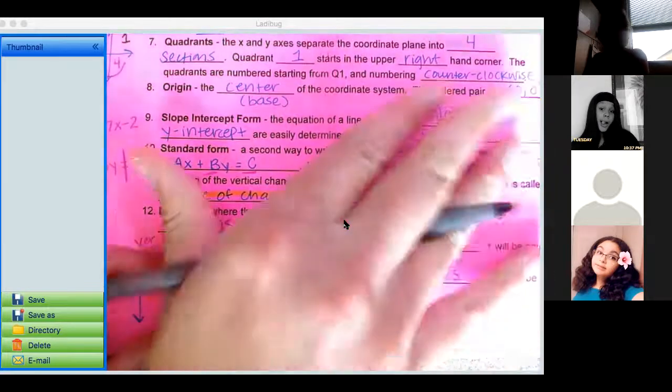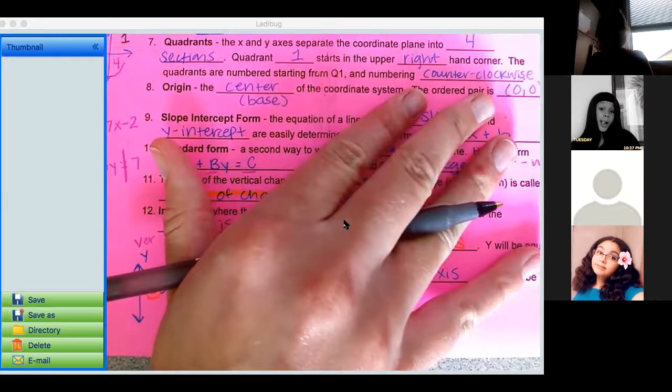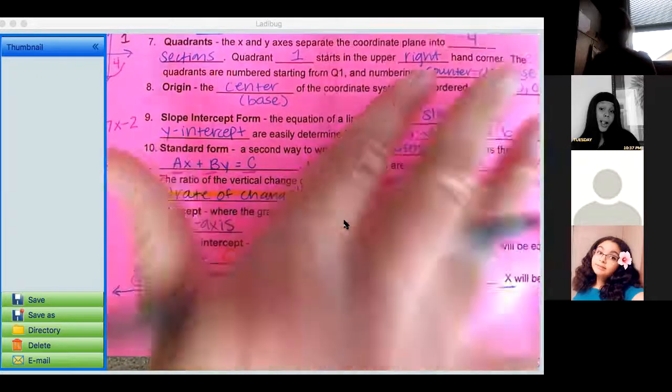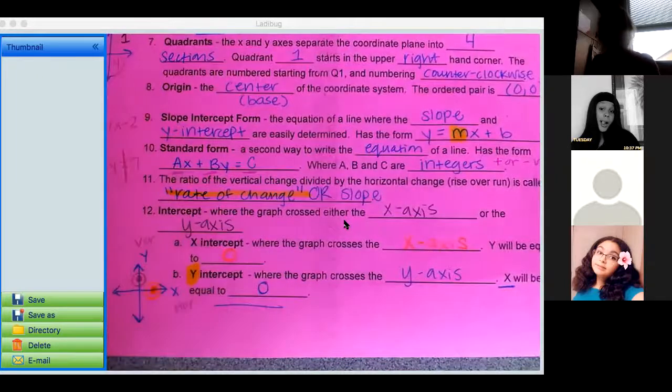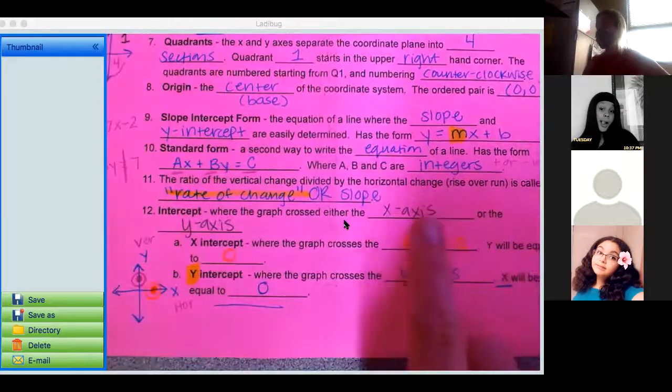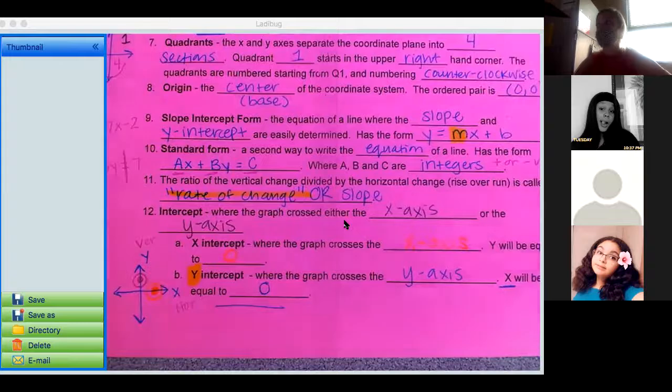So let's quiz you. If it crosses the y-axis, what kind of intercept is it? Y-intercept. If it crosses the x-axis? X-intercept. Very good. That's your vocabulary for this unit. I just did, baby. X-axis or y-axis.